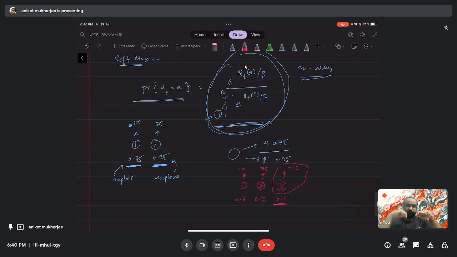Correct. So that means if you do your experiment 100 times, 60 times you will choose arm 1, 30 times you will choose arm 2, and 10 times you will choose the third arm. Is that how to interpret this one? Okay, that is a frequentist approach, but I get your point.